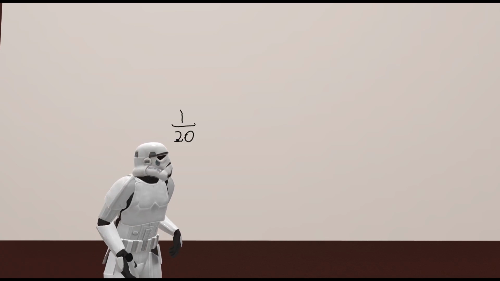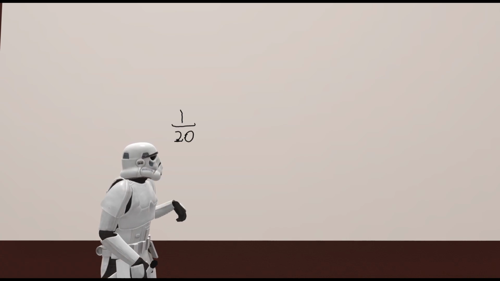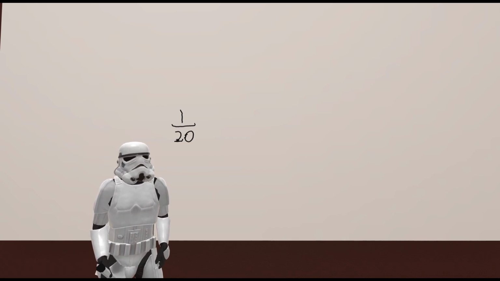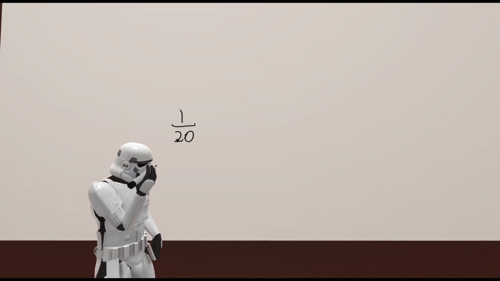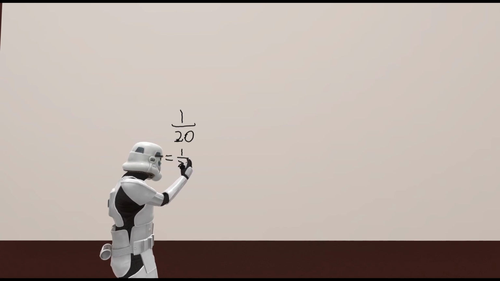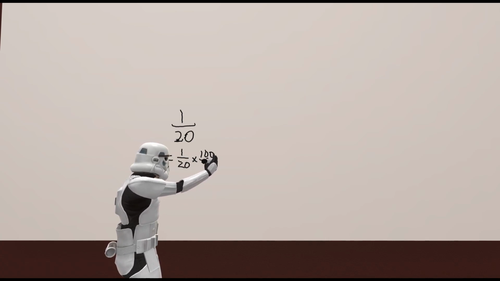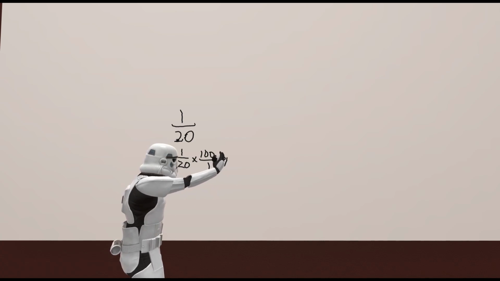Alright, let's do this example. 1 over 20. The first thing we're going to have to do is multiply by 100 over 1 and add a percent sign. So let's do that. This is equal to 1 over 20 times 100 over 1, and then we add a percent sign.